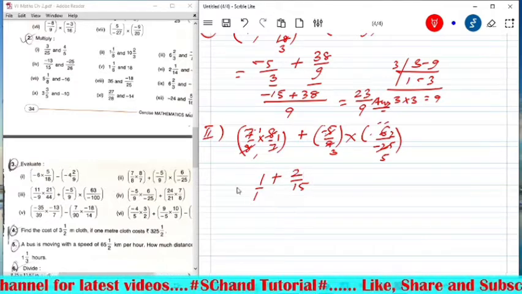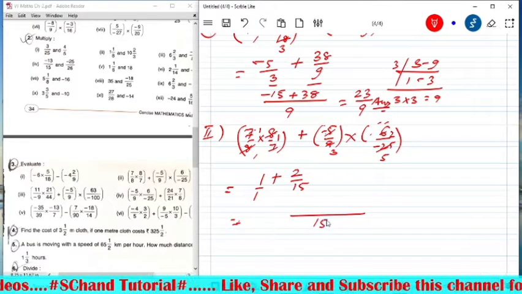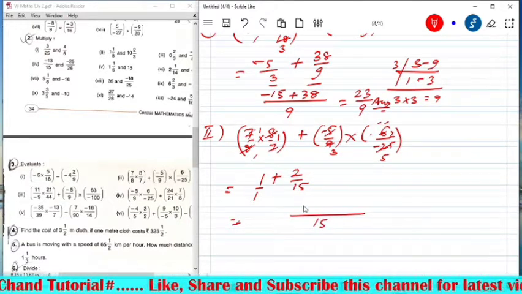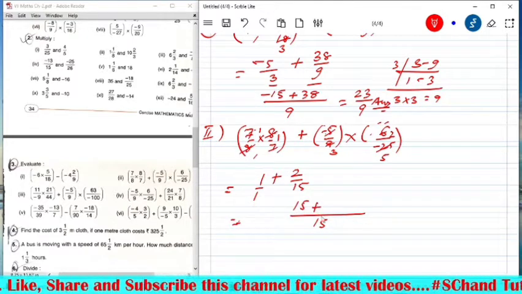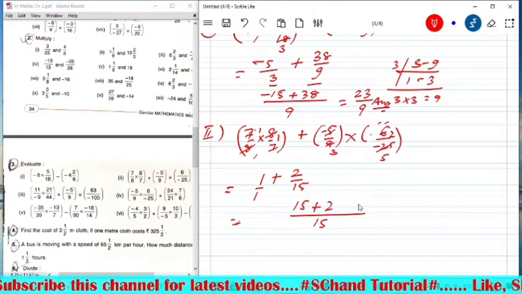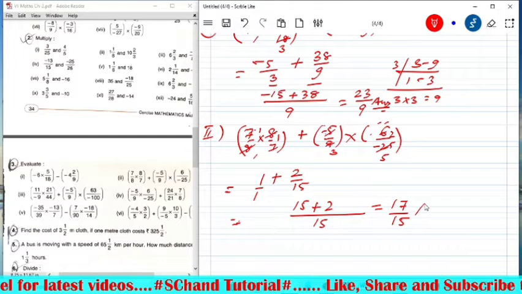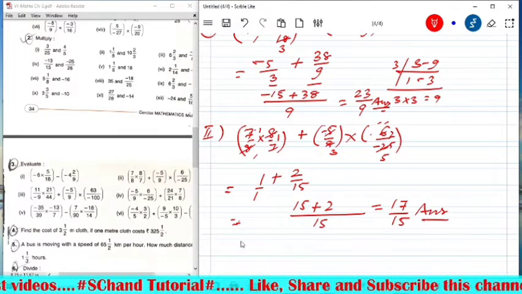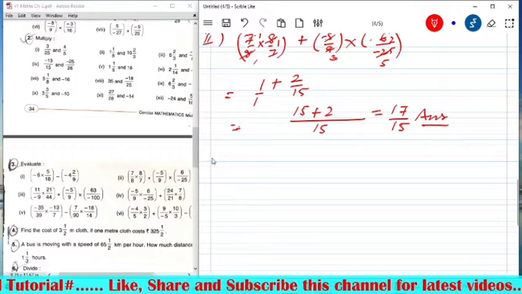So again we have to take the LCM because these are in addition. 15 is the LCM. 15 divided by 1 is 15. 15 into 1, that is 15, plus 15 divided by 15 is 1. 1 into 2, that is 2. So 15 plus 2, 17 over 15, that is the answer. So this is how you can solve.